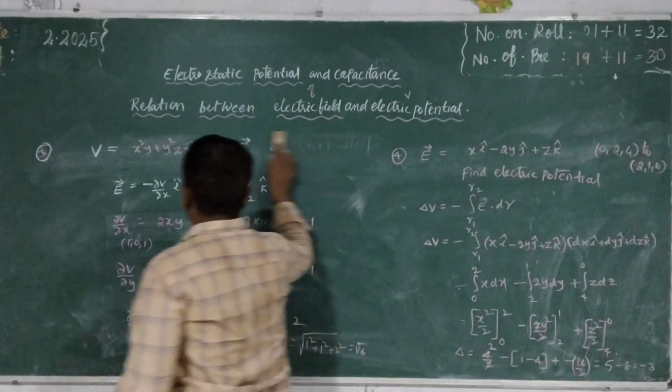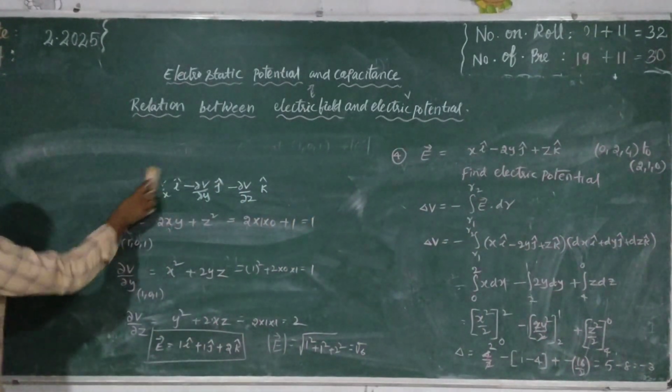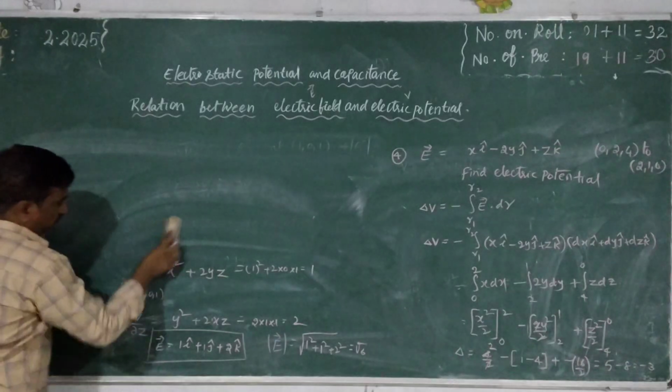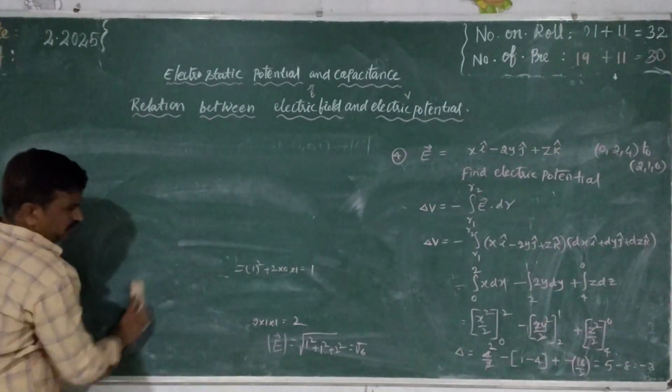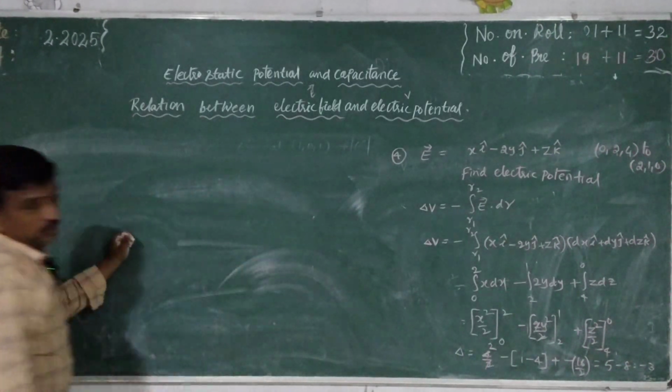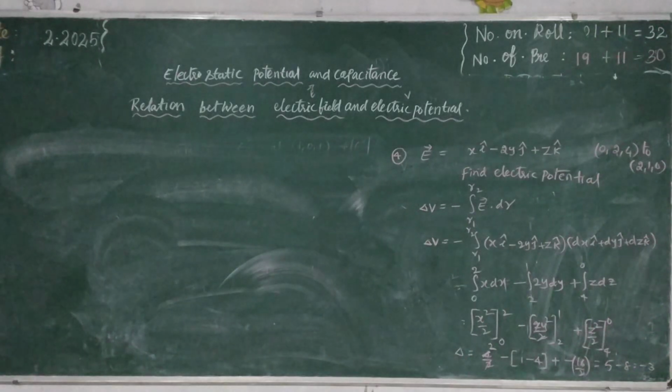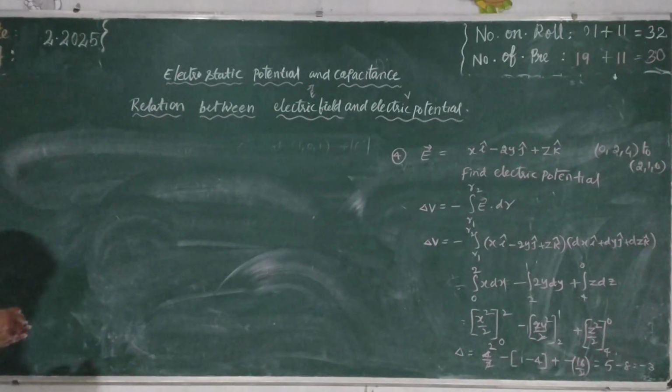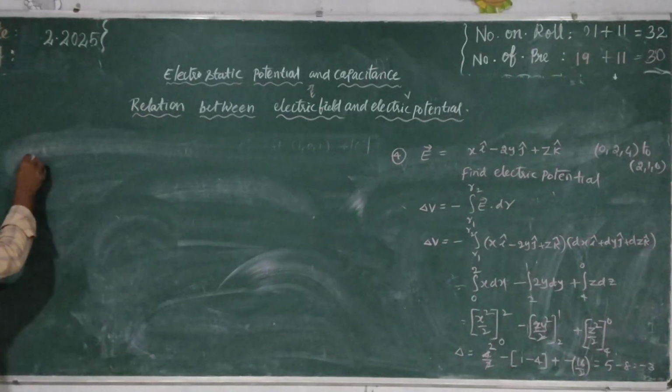See the next one. In year 2025 board exam they asked this problem. Based on this only, the relation between electric field and electric potential, by using that formula we can find it. What is the problem now here?